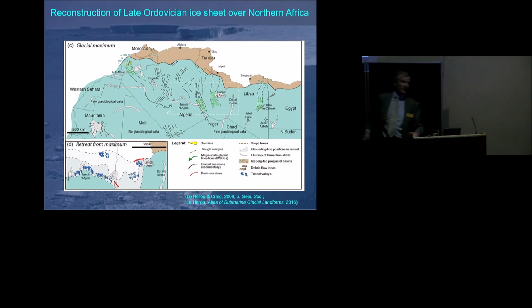It's chopped off, but I'll say it anyway. It's work by John Craig and Dan Laheron. John, I think, was here this morning. And this is actually taking notions of ice streams and landforms and sedimentology to do with the presence of former ice streams to the North African margin from 440 million years ago.